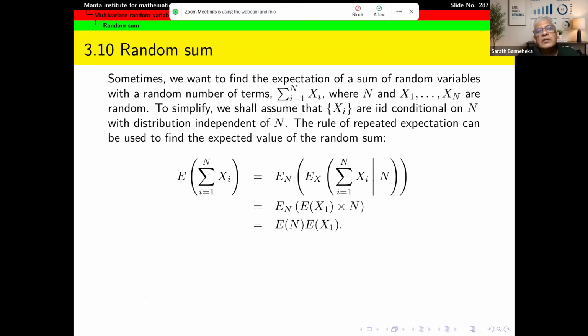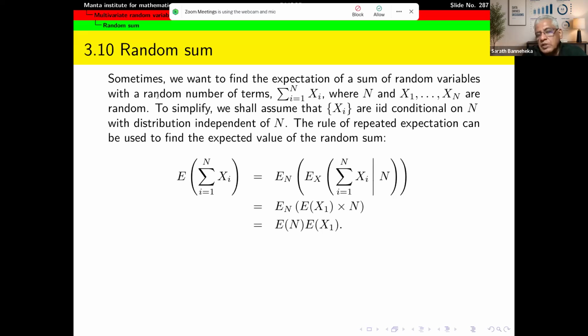Sometimes we want to find the expectation of that kind of sums, also the distribution or the variance of that kind of sums. So that is the topic of this section. Sometimes we want to find the expectation and similarly the variance of a sum of random variables with a random number of terms, the sum of Xi for i from 1 to capital N, where capital N and X1 up to X capital N are random. To simplify, we shall assume that Xi are IID conditional on N with distribution independent of N.